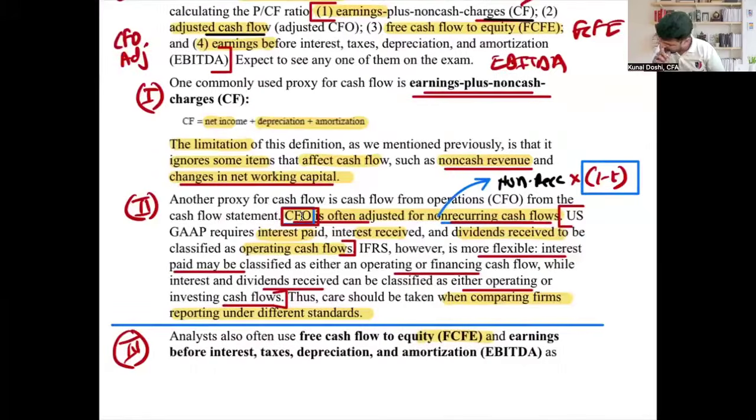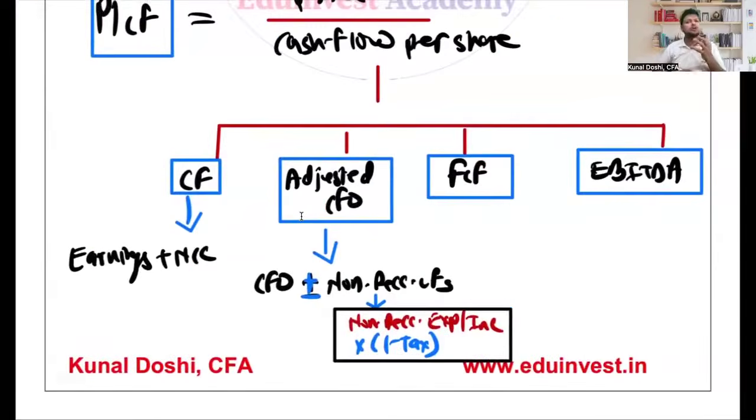FCFE approach and EBITDA based approach. So the FCFE approach is pretty much simpler. You can use the cash flow formula here. Remember the cash flow formula for FCFE: CFO, which is net income plus non-cash, minus working capital, minus the fixed capital, plus the net borrowing. This is how easy your FCFE will be.